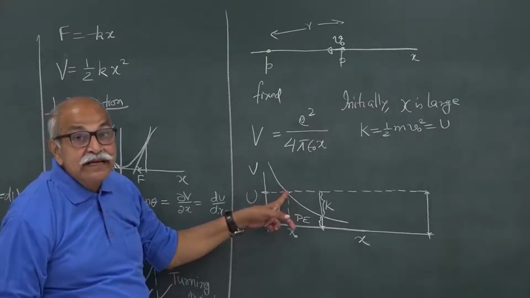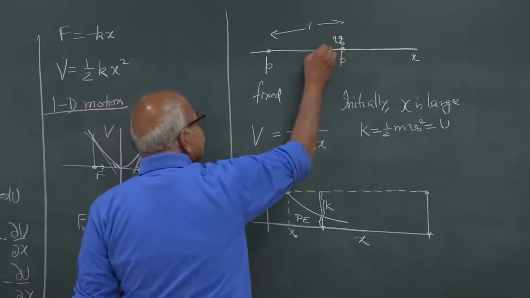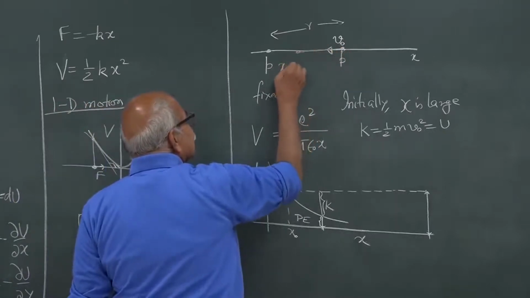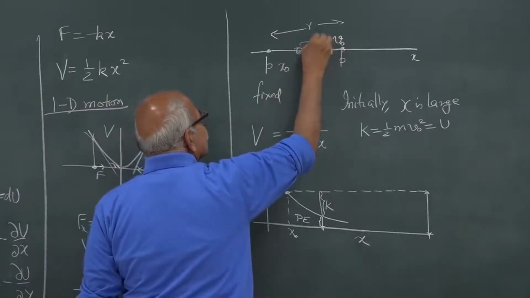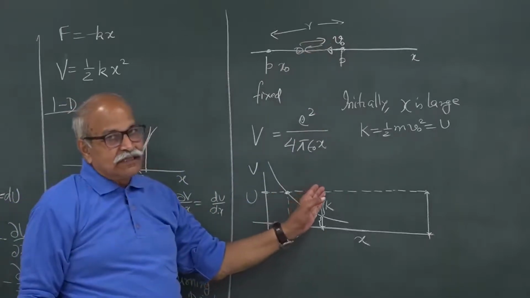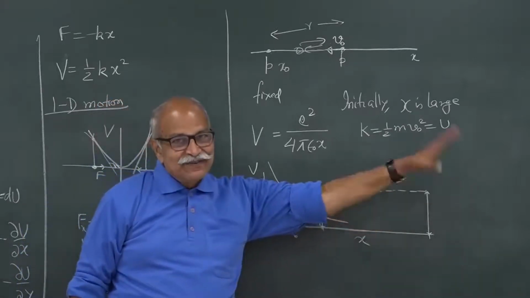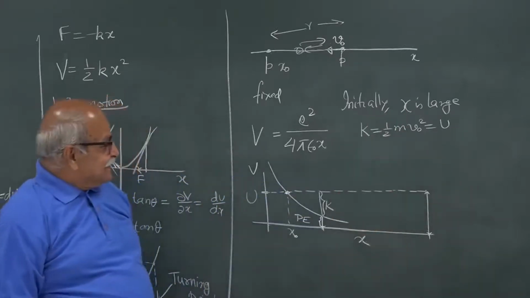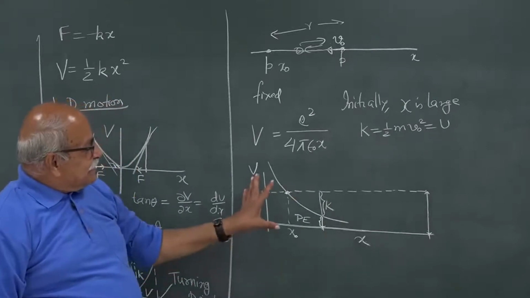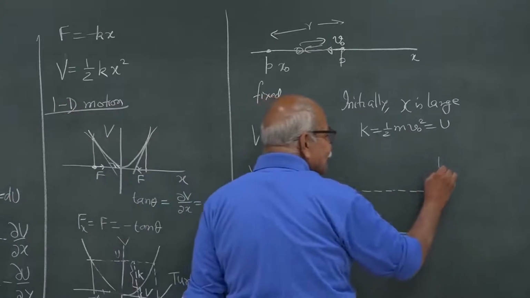This is the turning point, the proton turns from here. So it comes and at some x naught it turns, and once it turns, that is it, there is only one turning point, it will not turn again, it will go to infinity. Now, this description is relevant for fusion in the sun.